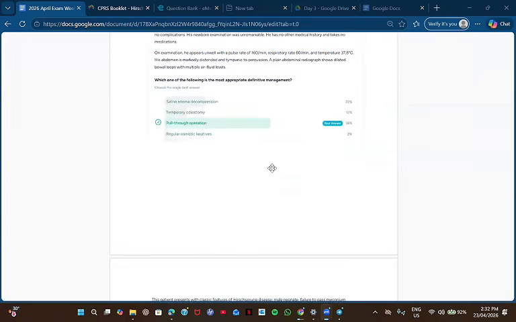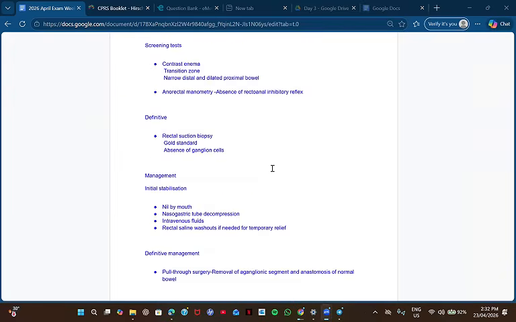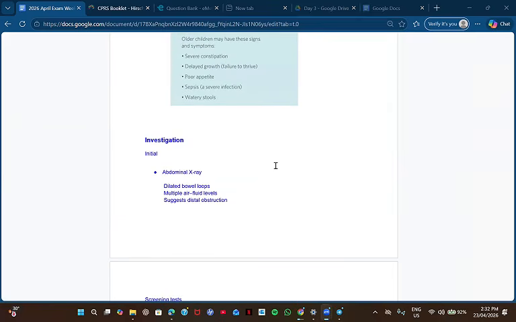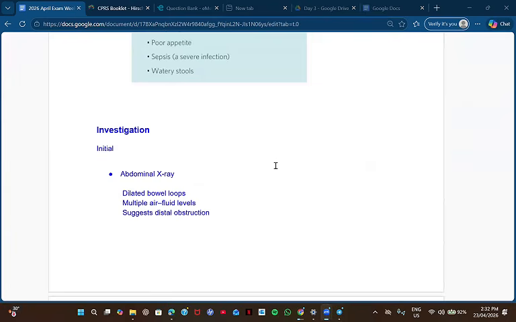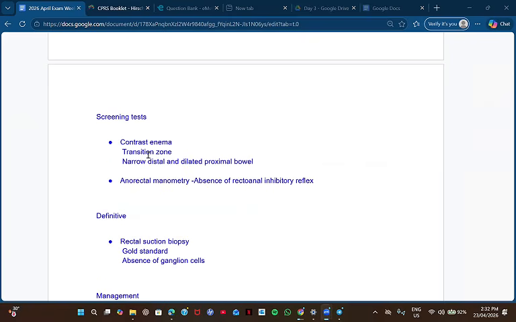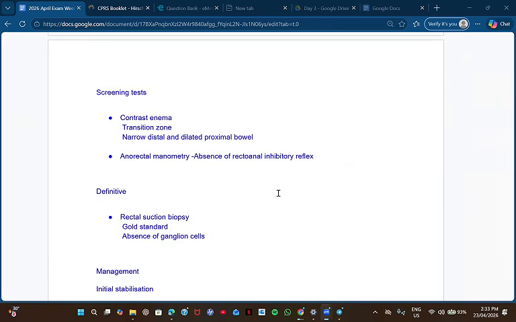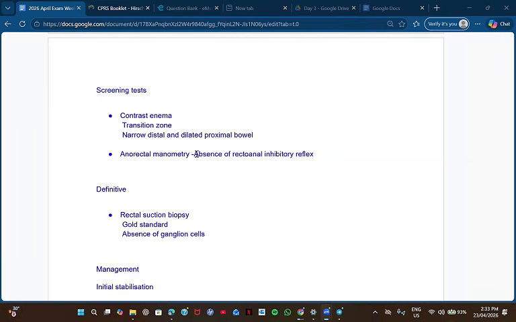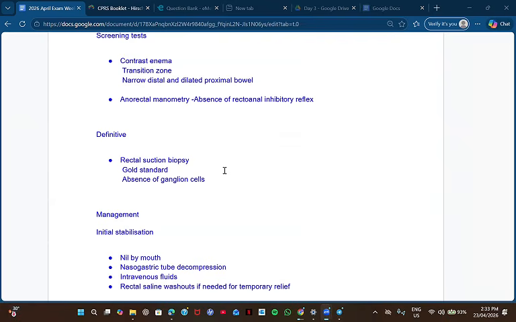That's why I have added this during the exam week as well, because you need to follow these things. This is a kind of new topic, not new, but we haven't touched this topic during our past sessions, right? So initial abdominal X-ray, then screening tests. We can use contrast enema to see the transition zone, narrow distal and dilated proximal bowel, then rectal manometry you can use, right? So the definitive one is rectal suction biopsy. I made this note from the emergency questions, okay? It's the gold standard, and absence of ganglion cells can be seen from this biopsy.